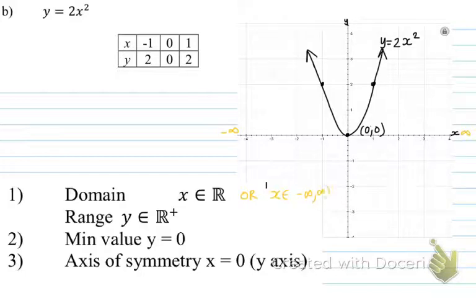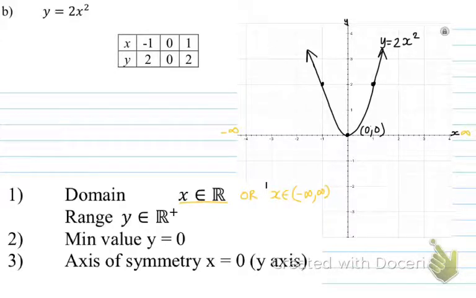So it's going to be all real numbers, or I can say x is an element from -infinity to infinity, both excluded. Okay, so now you will see that all the domains of all the parabolas will be the same, and it will be like this. It will be x is an element from -infinity to infinity, or x is an element of real numbers.